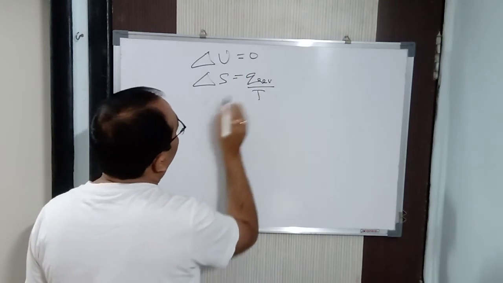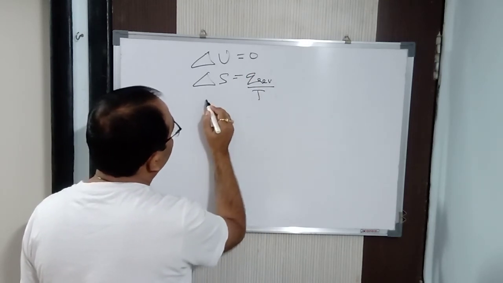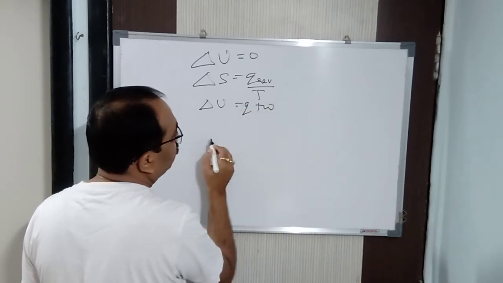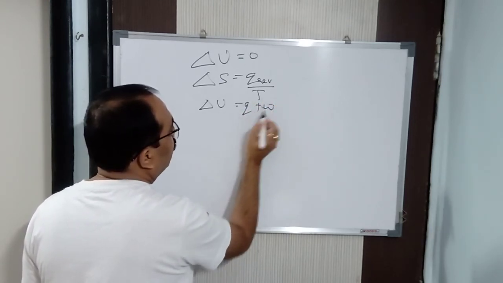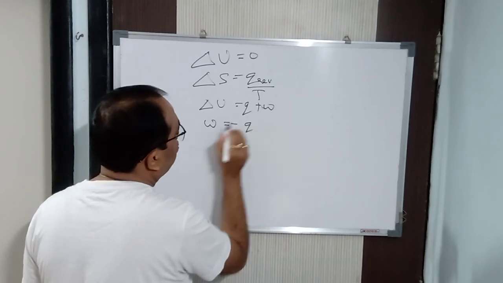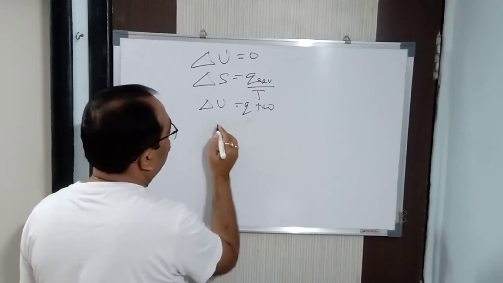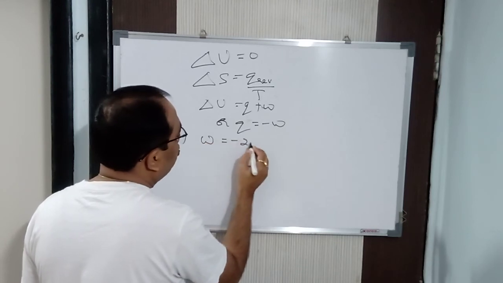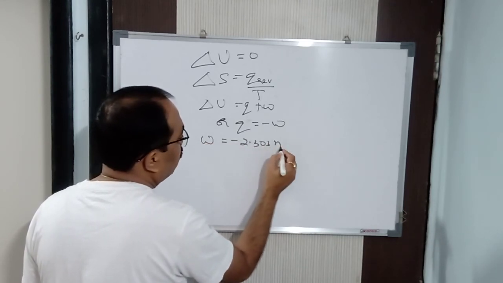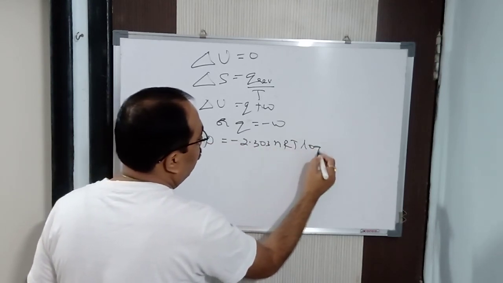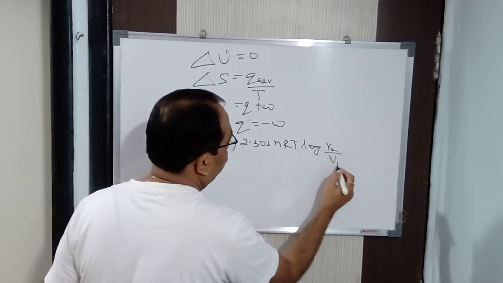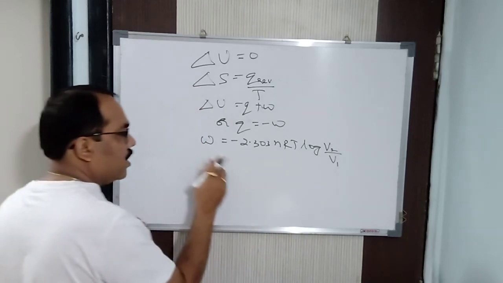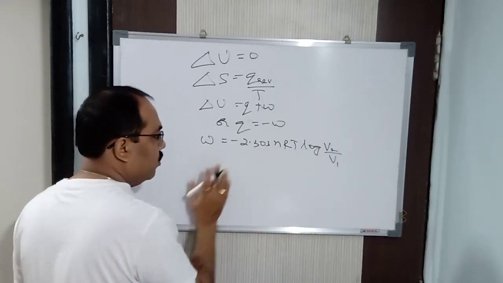Fine. Now delta U is equal to 0, so delta U is equal to Q plus W. Isn't it? Now W is equal to minus Q, or we can say Q is equal to minus W. Now what is W? W is equal to minus 2.303 nRT log V2 by V1, isn't it? For a reversible isothermal process of an ideal gas, we have studied this. W is equal to this.